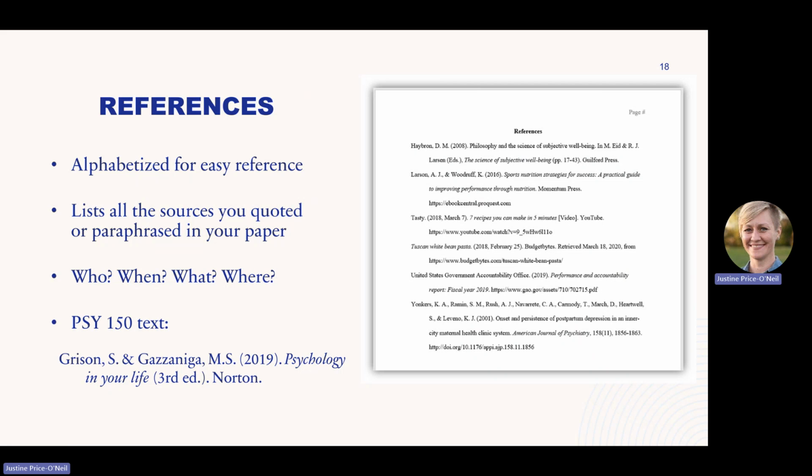As far as formatting too, you can see that it's double spaced just like the rest of your paper, and there is a hanging indent where additional lines beyond the first line are indented, and that just helps us easily see the different sources on the references page.